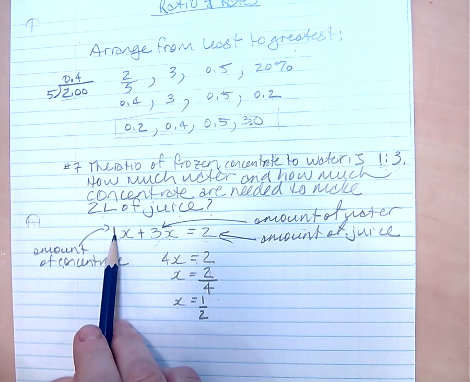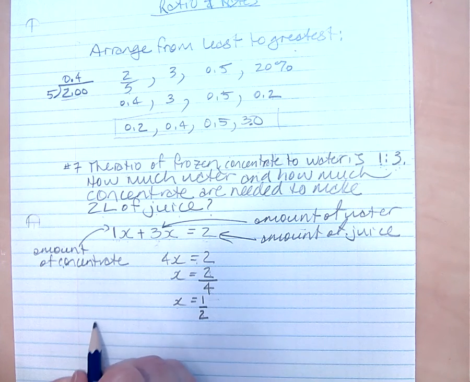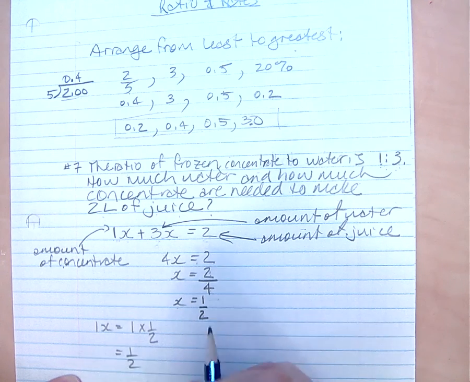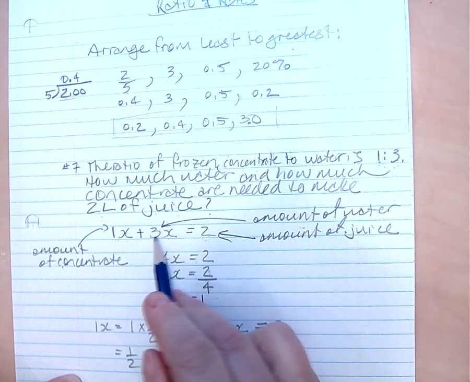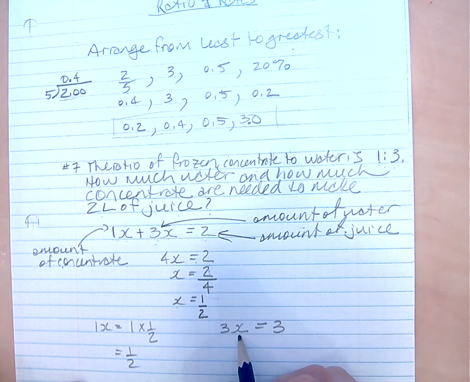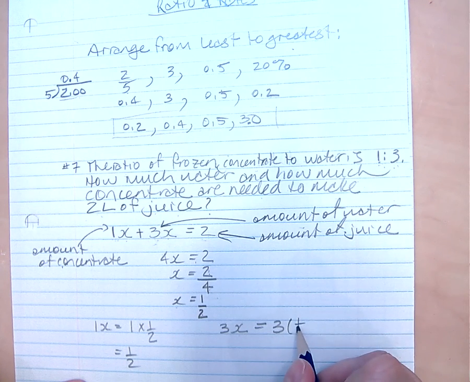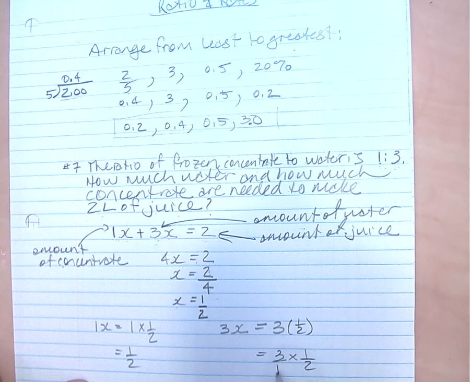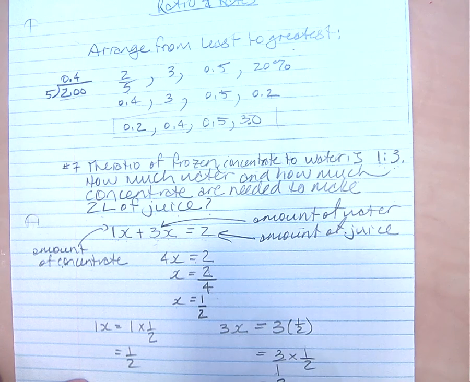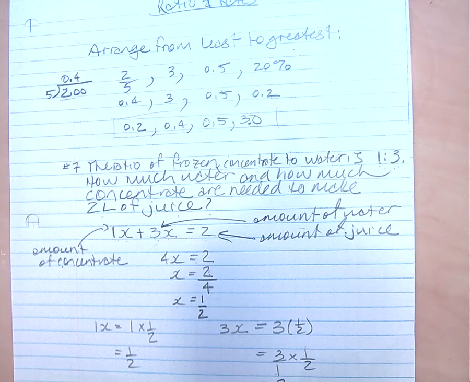So if 1x is the amount of concentrate, 1x is going to equal 1 times a half, which is equal to a half. And 3x, the amount of water, is going to equal 3 times a half. And we can make that into a fraction. There's nothing to reduce the way we've done previously, so we'll just multiply our numerators and multiply our denominators.